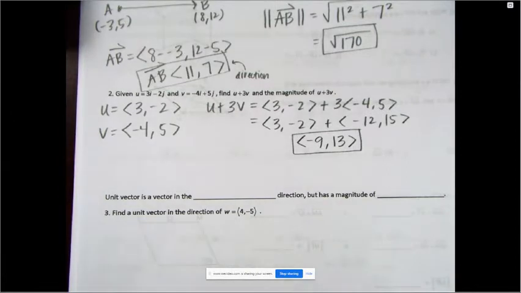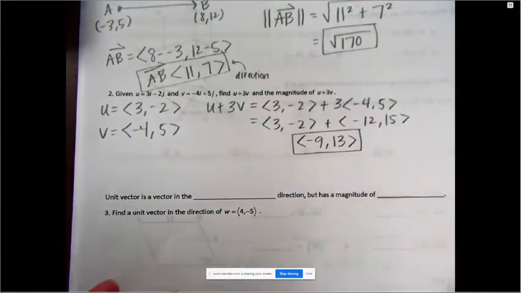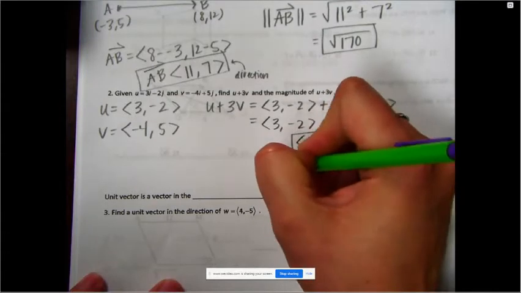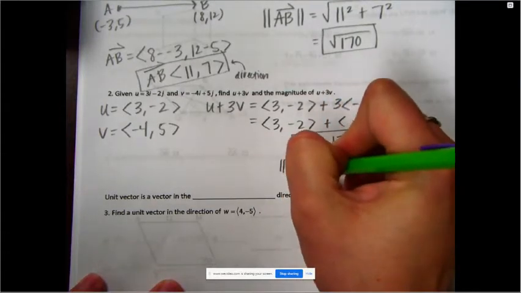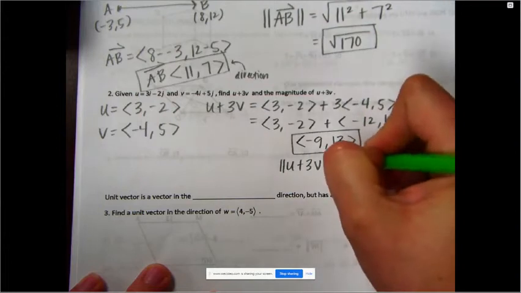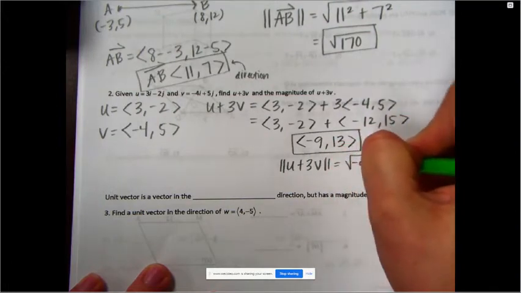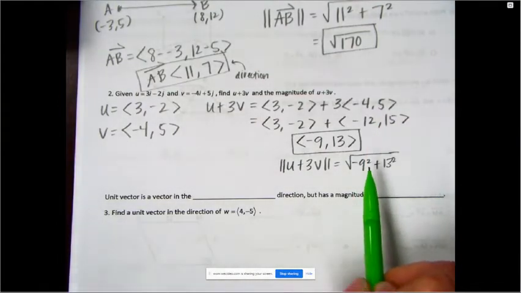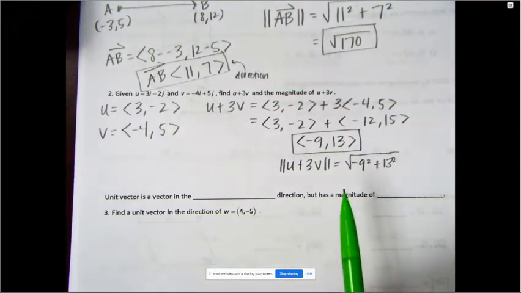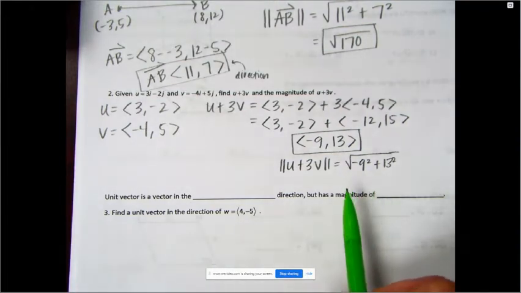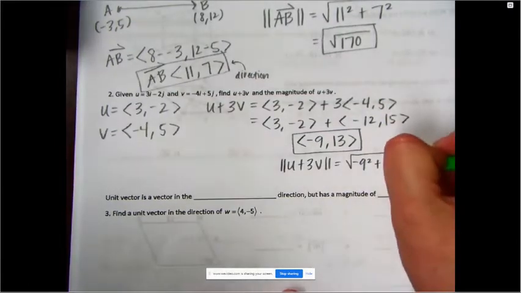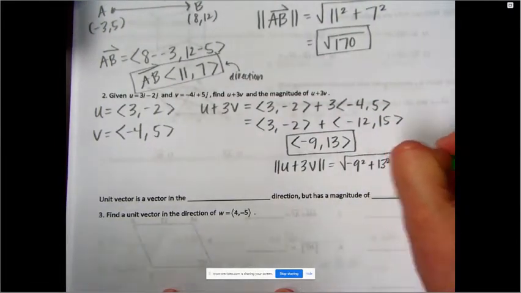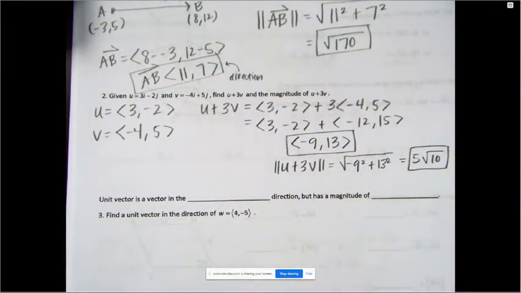However, it also wants us to find the magnitude. So if I'm going to find the magnitude of u plus 3v, we are taking the square root of negative 9 squared plus 13 squared. Be careful if you're typing this in your calculator. If you don't put that negative 9 in parentheses, it will tell you negative 9 squared is negative 81. But we all know it should be positive. Your square root will simplify to 5 root 10. Okay, that's how you'll do algebra on some vectors.